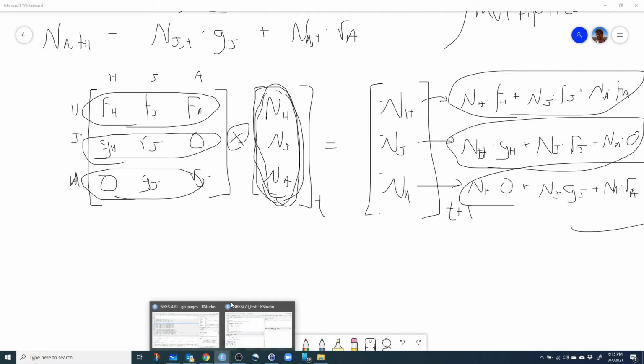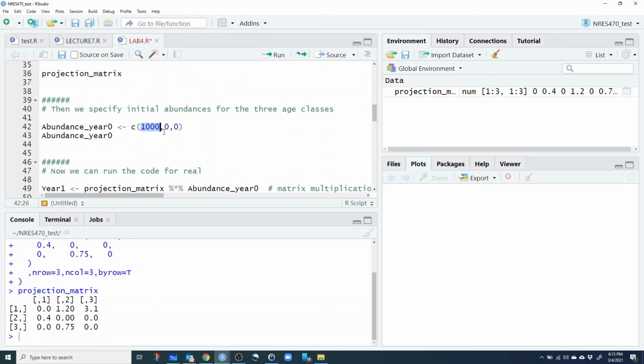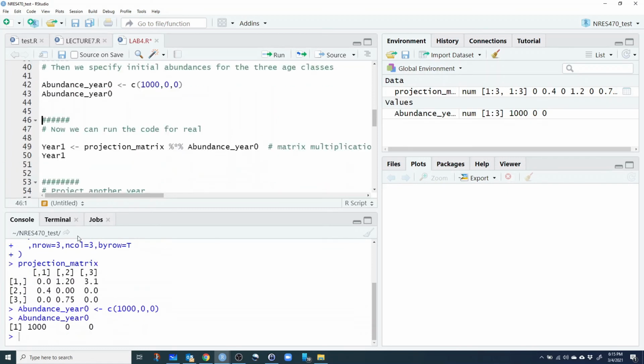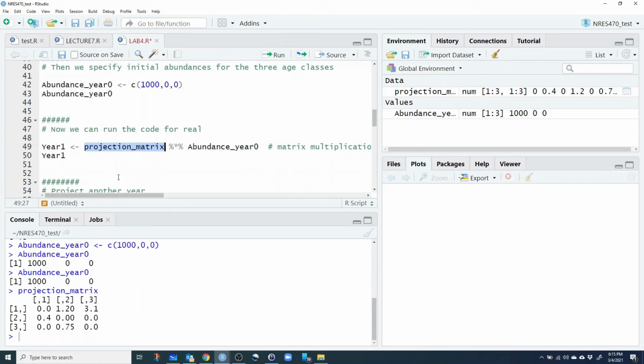Let's specify the initial abundances, and we will put all the individuals in the first class, the first stage of the life history. And so we'll put 1,000 individuals in the first stage, 0 in the second and third stages. So now we have an abundance vector, all right? So the abundance vector looks like that. The projection matrix looks like that.